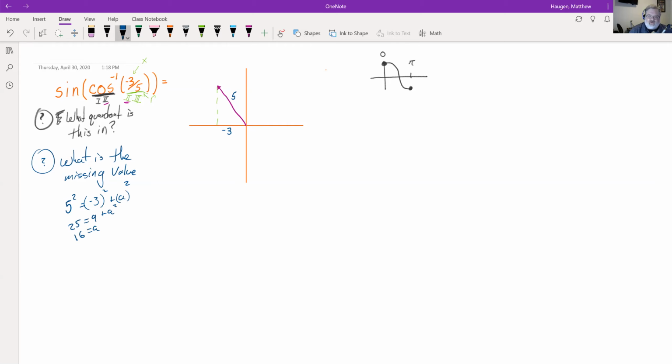So 16 is a squared, so we get a is plus or minus 4. How do we know whether to use the positive or negative? Because we know what quadrant we're in. If this was occurring in quadrant 4, that 4 would be negative, and the 3 would have consequently been positive. If we were in quadrant 3, they both would have been negative.